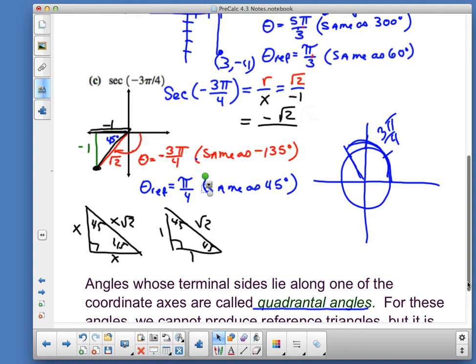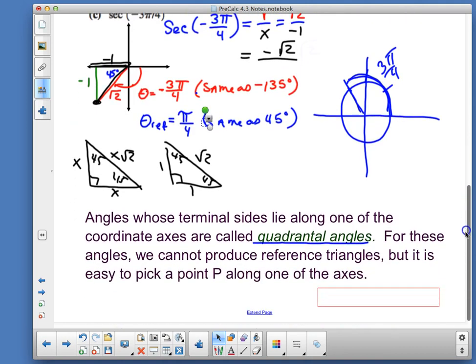Now, angles whose terminal sides lie along one of the coordinate axes are called quadrantal angles. For these angles, we cannot produce reference triangles. But there are ways we can find things, and it's easy to pick a point P along one of the axes to get that going.